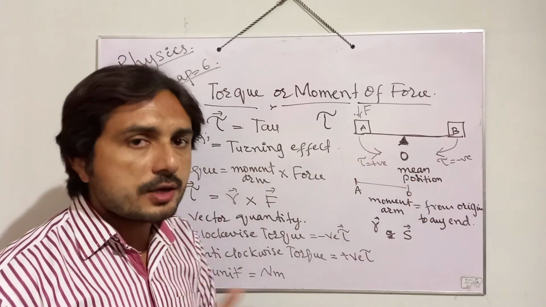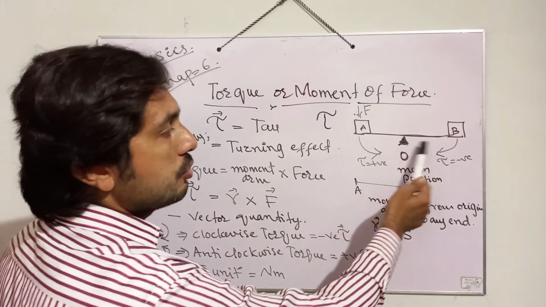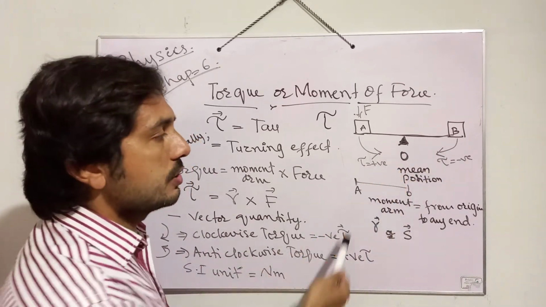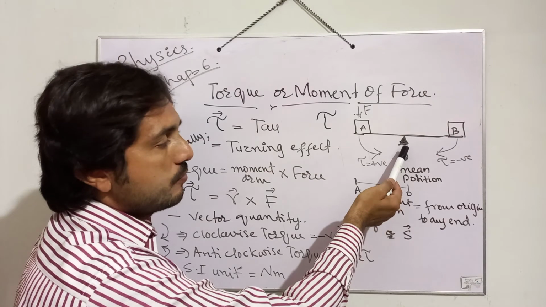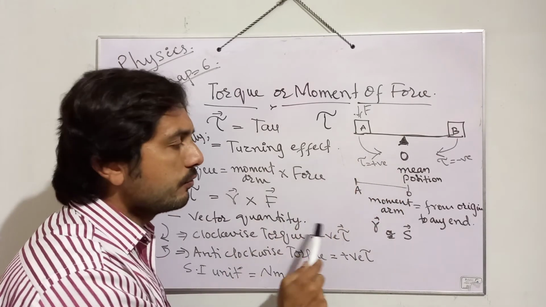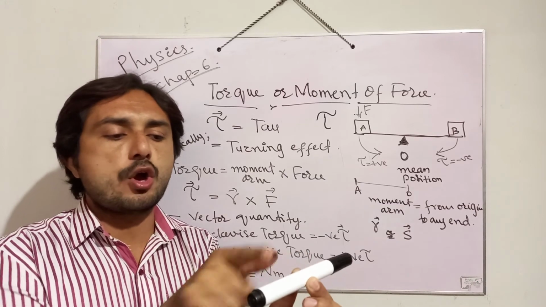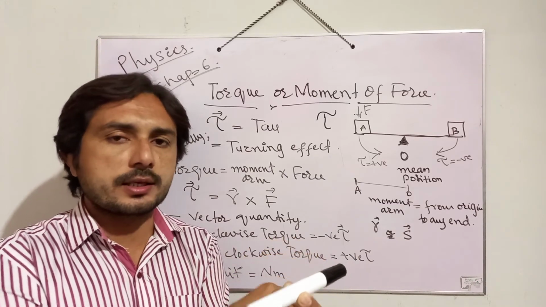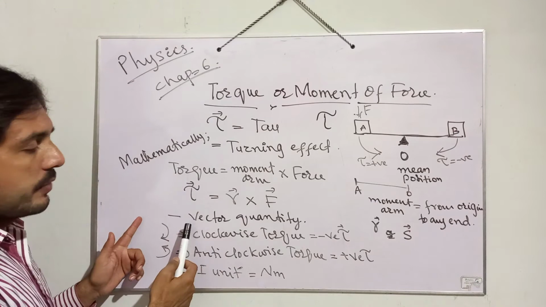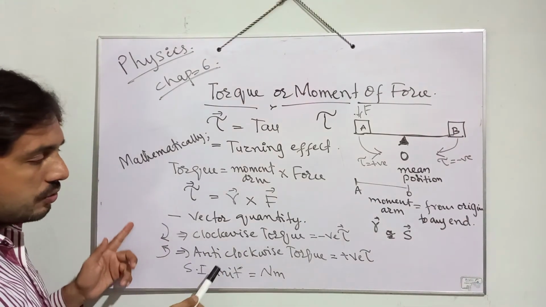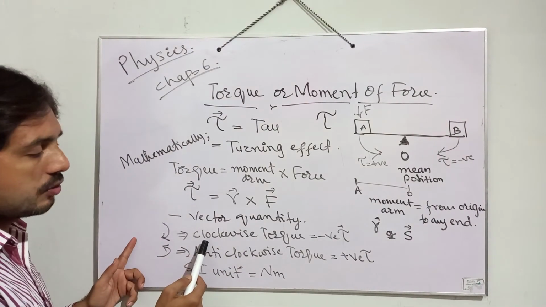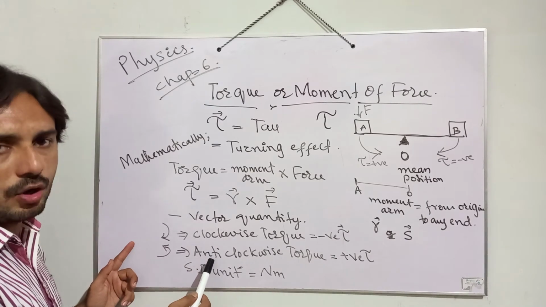Remember, in torque, you are not supposed to take two arms together. You have to pick just one arm, from the origin to any one of the ends, that would be the moment arm, an arm about which it will move. For example, this distance, or you can take this distance only. And then it is a vector quantity. It means it has two directions only. Either it can be in the clockwise direction or in the anti-clockwise direction.